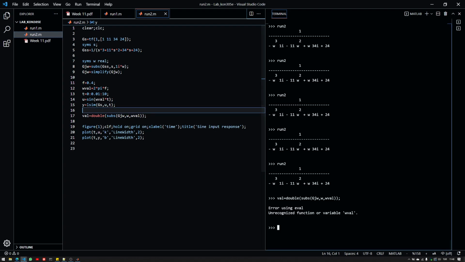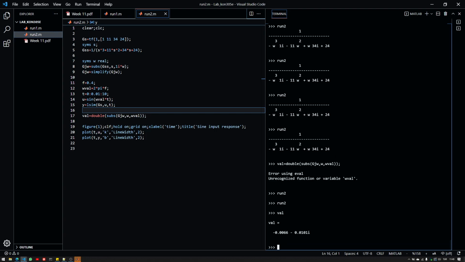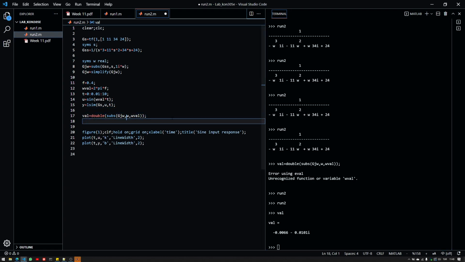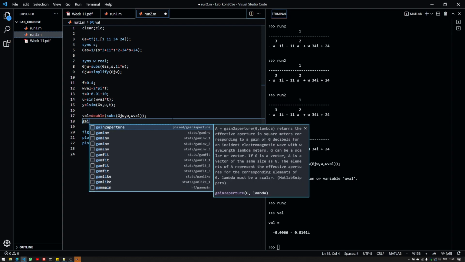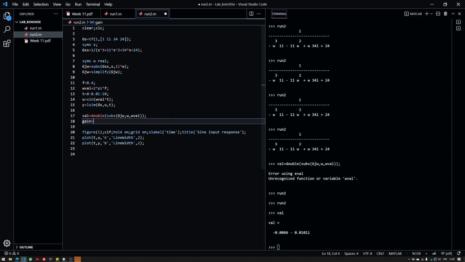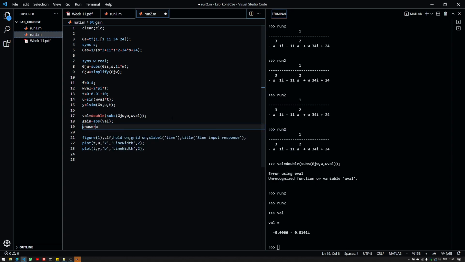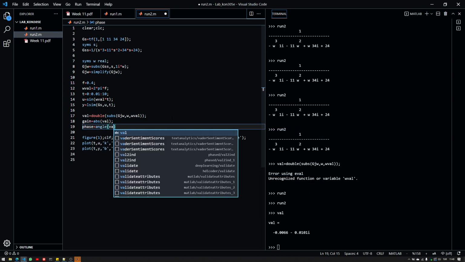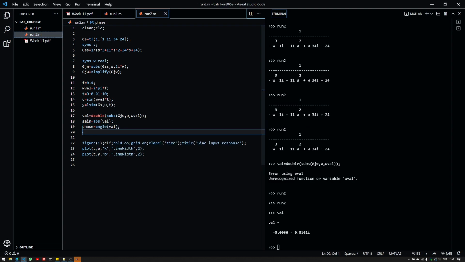Of course, omega val is not defined. Let's run it again, and let's see what val is. Now this is a complex number in Cartesian coordinates, which does not tell too much about the transfer function. At least it's not really suitable for my approach here. But what is the absolute value here? Let's say gain equals the absolute value of val, and the phase should be the angle of val. Now hopefully these will help us out.